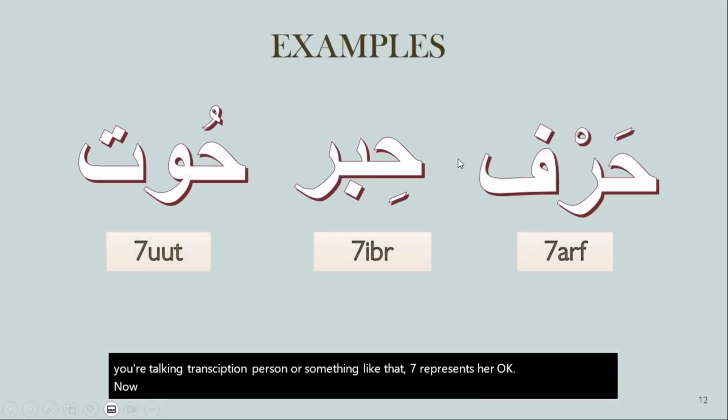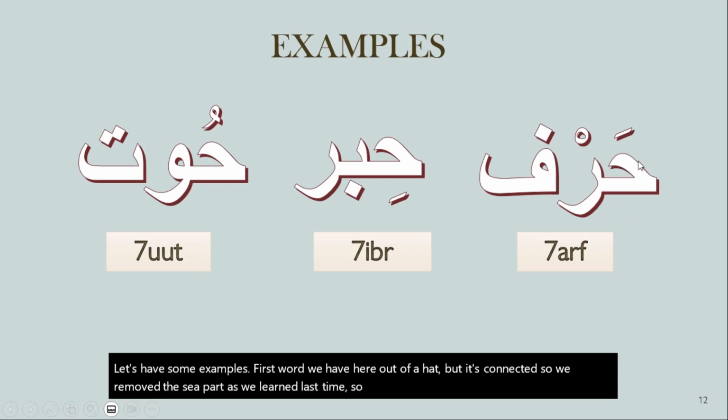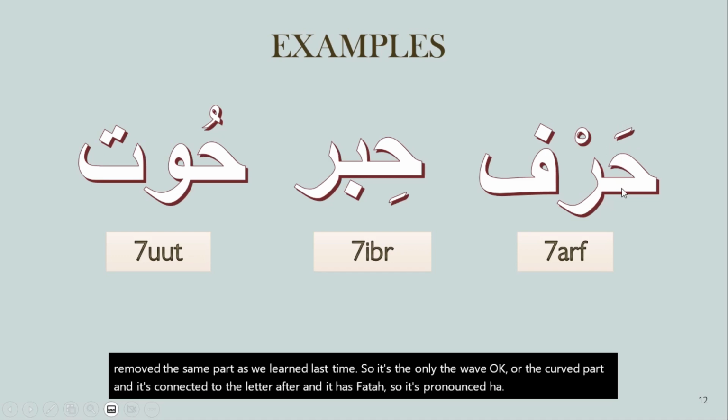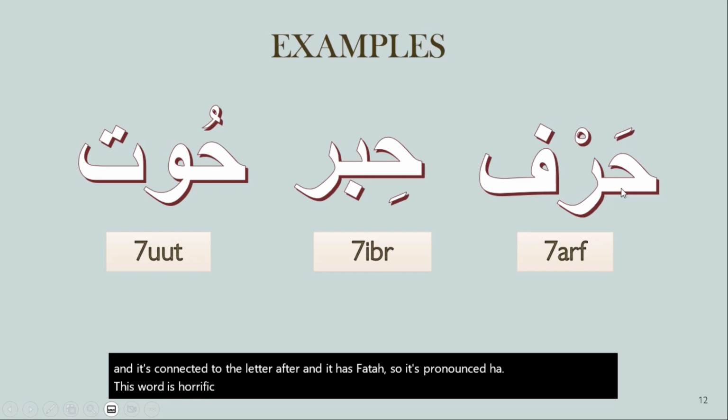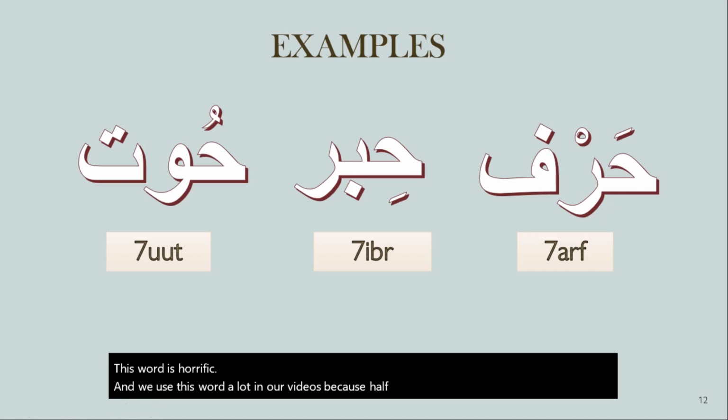Now let's have some examples. First word we have here حرف الحاء, but it's connected, so we removed the C part as we learned last time. So it's only the wave, or the curved part, and it's connected to the letter after. And it has fatha, so it's pronounced ha. This word is حرف. And we use this word a lot in our videos because حرف means letter. So today's letter is حرف الحاء, letter ha.